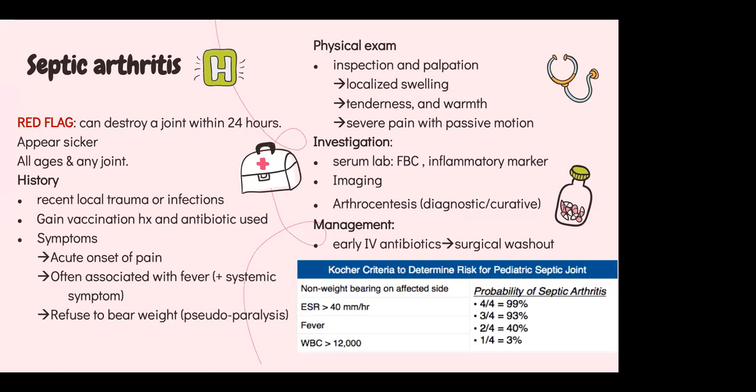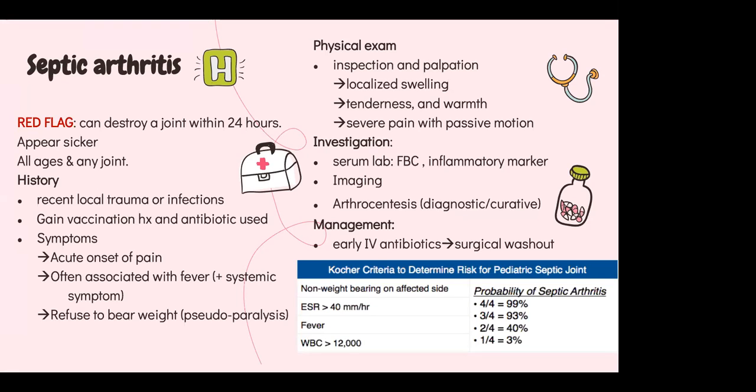Investigation: you might want to do a blood count, inflammatory markers, and imaging, and culture is the gold standard. For management, early intravenous antibiotics, or if the septic arthritis doesn't improve with that, then you might think about doing surgical washout. So, the Kocher criteria.